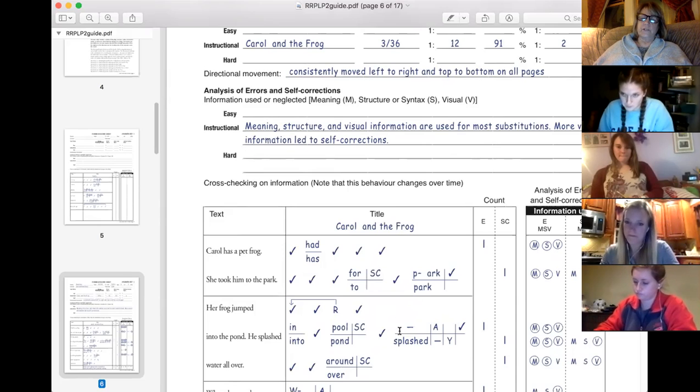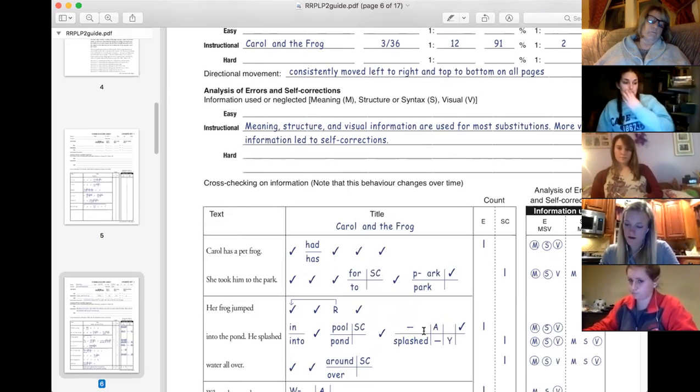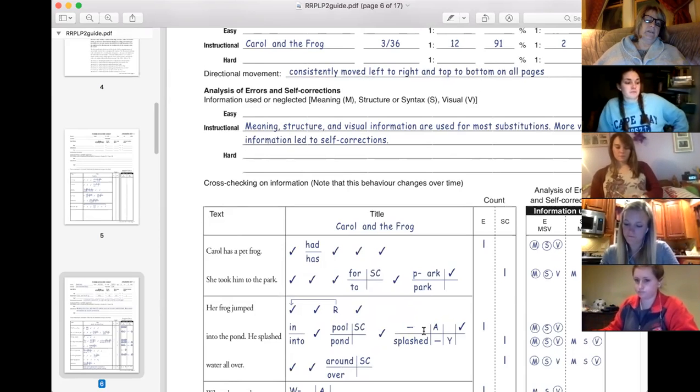This word here, there's no error. The child appealed. The teacher said you try it, and she got it. So no error, doesn't count as wrong. So it's just good information that we can write about in our analysis.